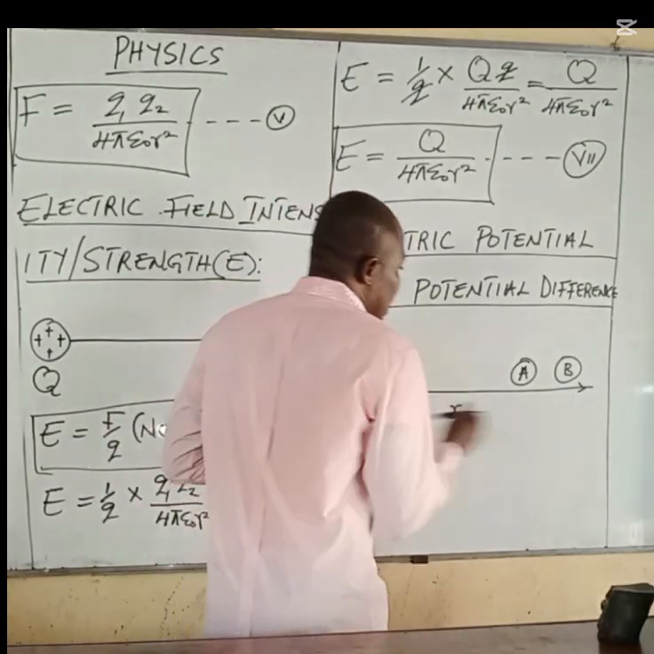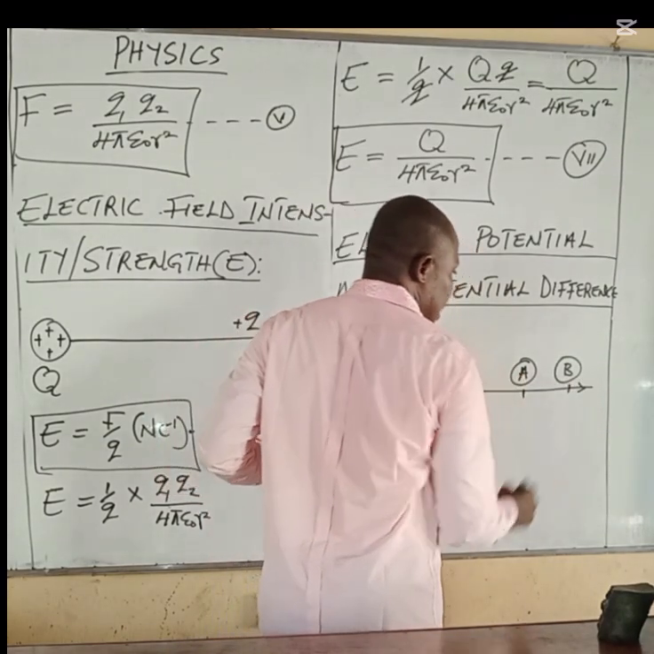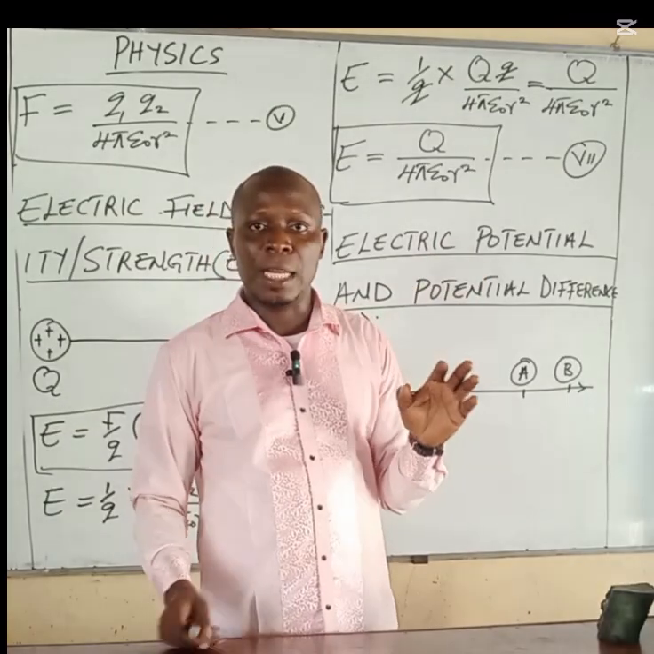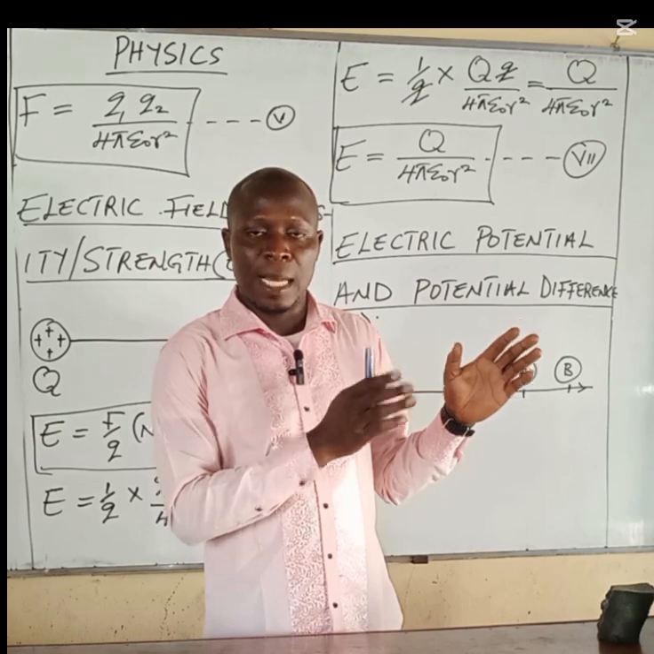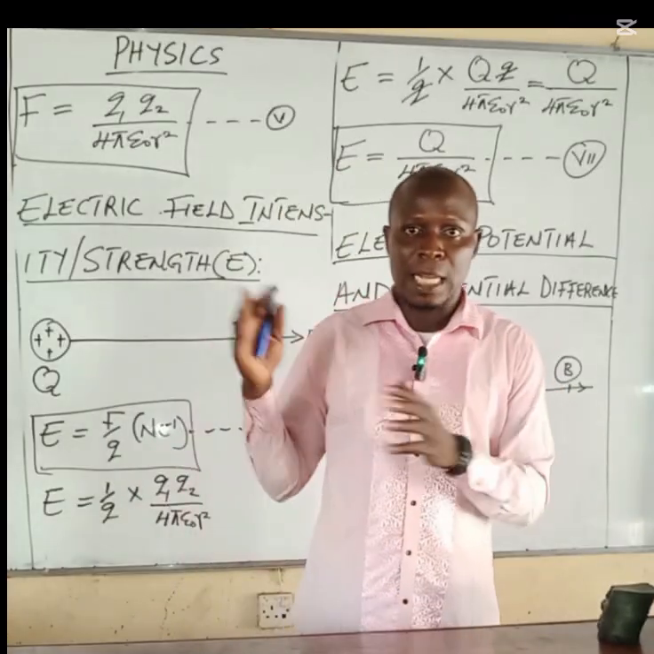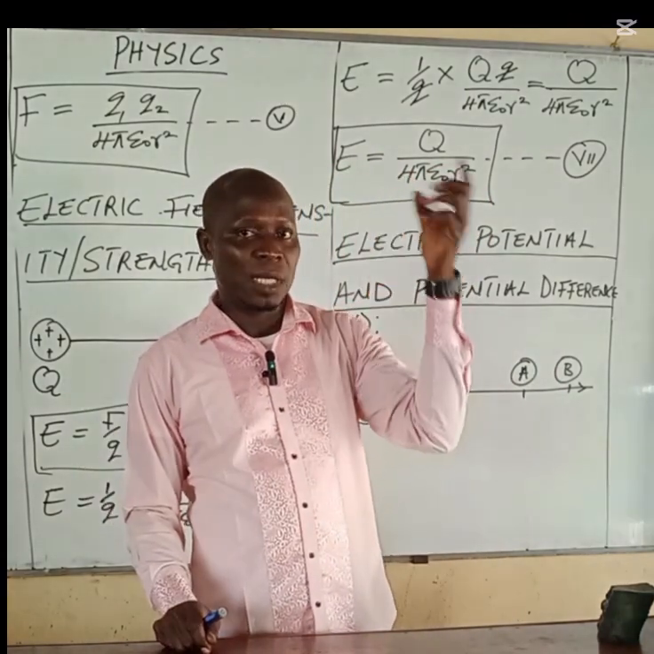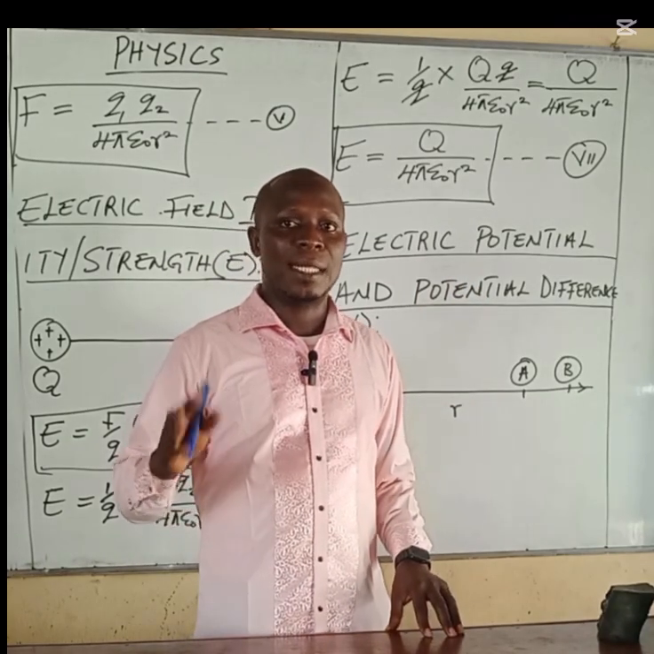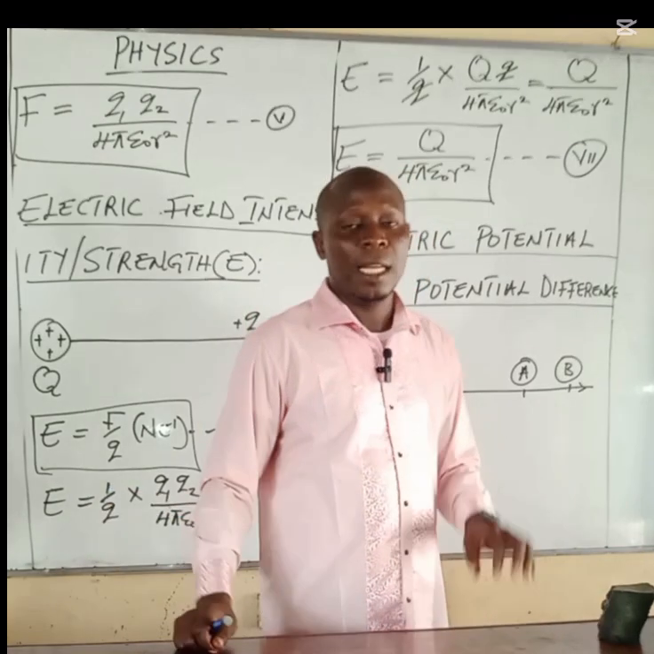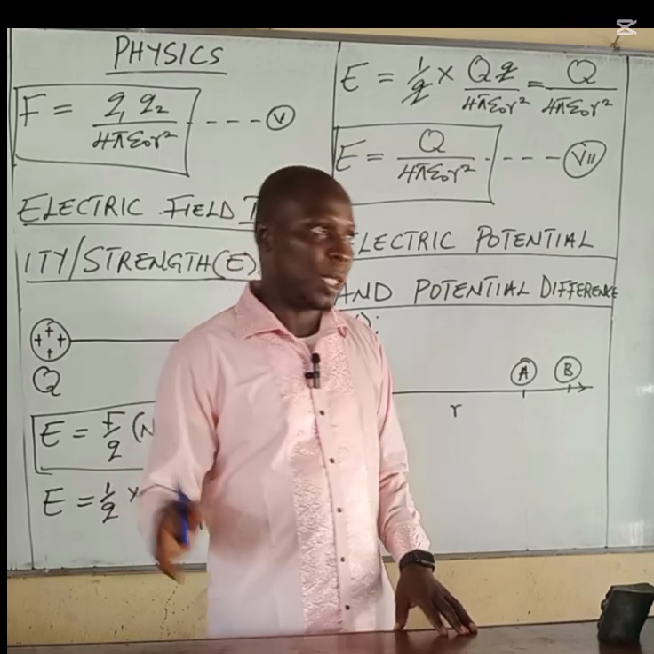Okay, now at this point A, the potential is higher than the potential at point B. When we bring our cells, they have different potential. We have the positive terminal and the negative terminal. The positive terminal is the point that is closer to the charge, while the negative terminal is the point that is further away. So the positive terminal is at positive potential, while the negative terminal of a cell is at negative potential. The positive terminal is at higher potential, while the negative terminal is at lower potential.